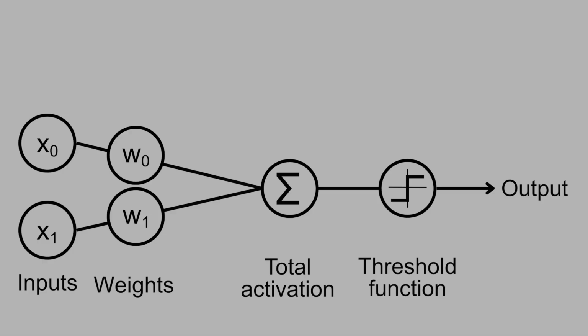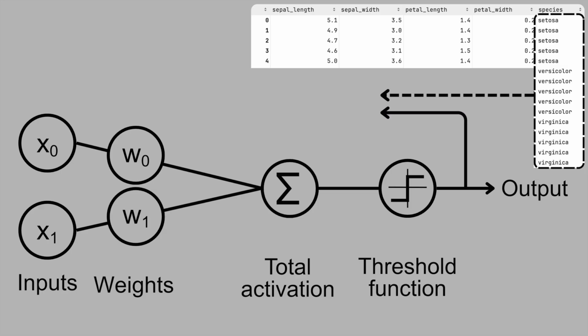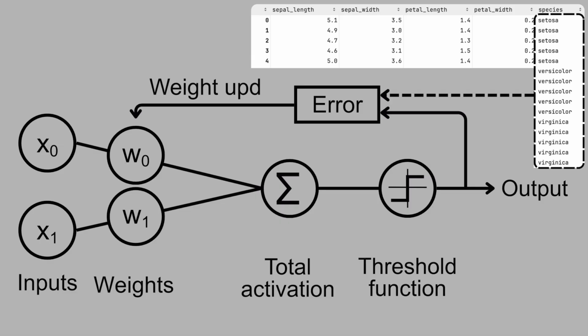Here's our perceptron making predictions. But now we add feedback. Here's our training data. Notice the last column, the actual labels. In supervised learning, we know the correct answers during training. This error block compares the prediction to reality. The error flows back and updates the weights. That's how it learns.